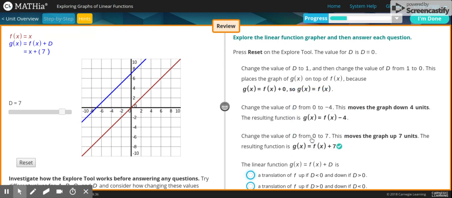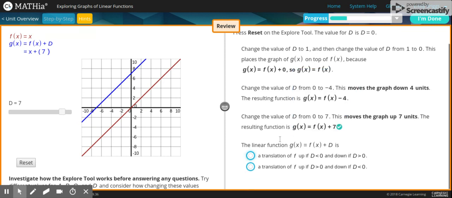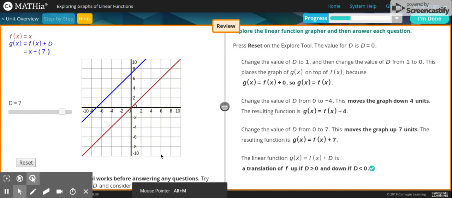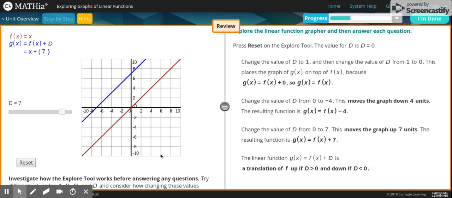I get it now. The linear function g of x equals f of x plus d is a translation of f up if d is less than 0, and down if d is more than 0. A translation of f up if d is more than 0, and down if d is less than 0. The correct answer is a translation of f up if d is greater than 0, and down if d is less than 0. And then you're ready to move on to your next problem.